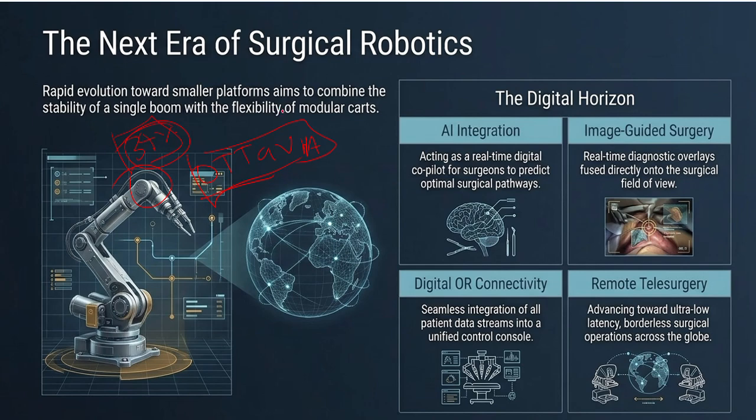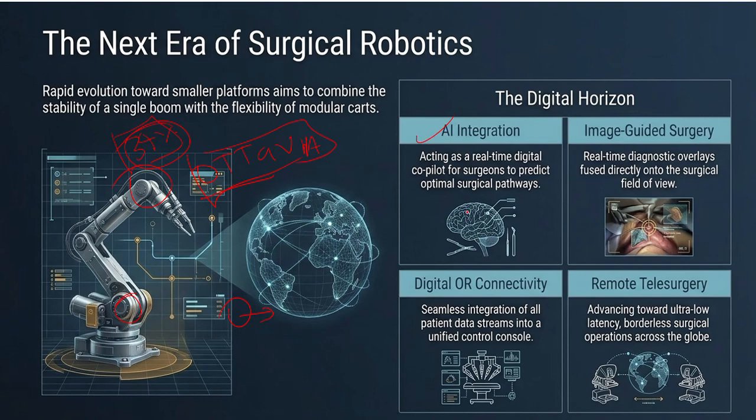Okay, so that is the future. Different companies are trying. They will come with a single boom with very few arms, even 1 arm, and a single port robot will also be there. So it will come with the same port, and you will be able to do complex surgeries. So that is the next era, right?